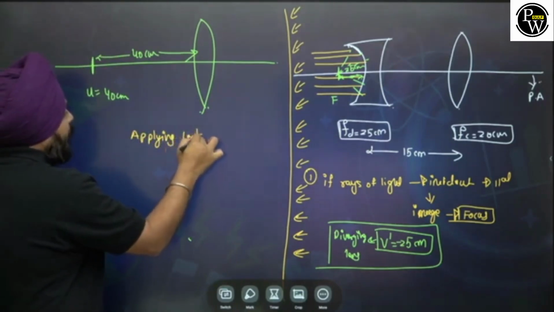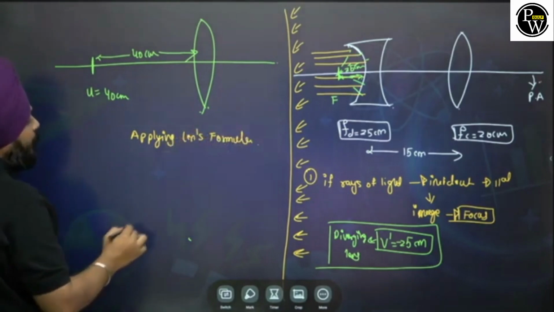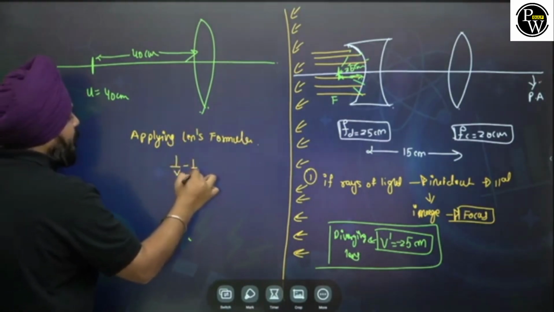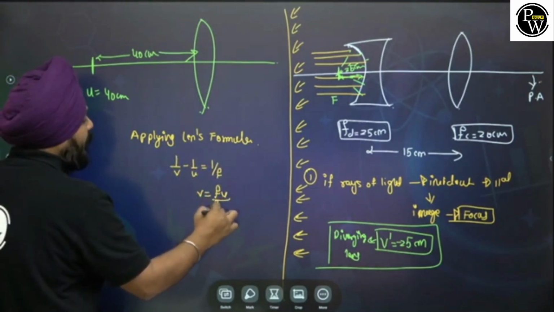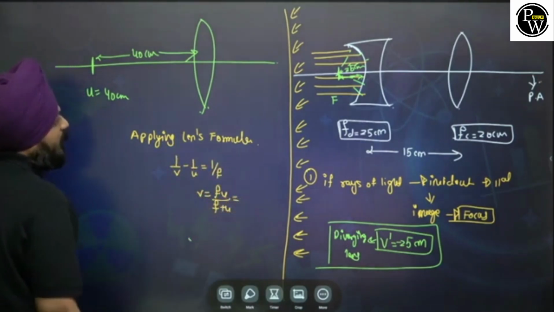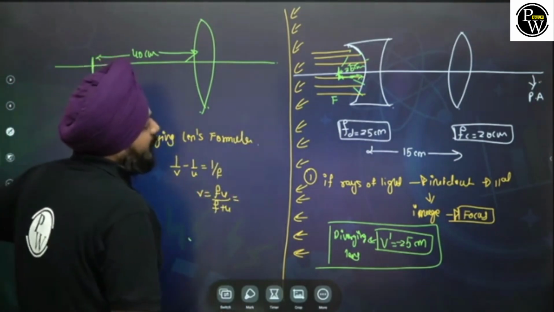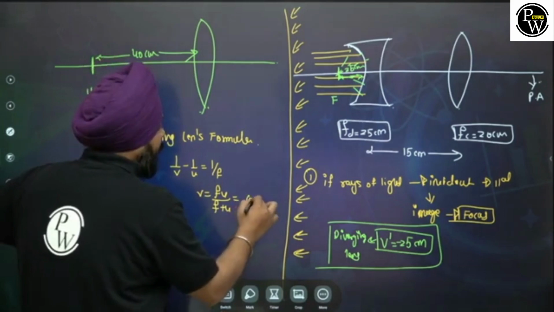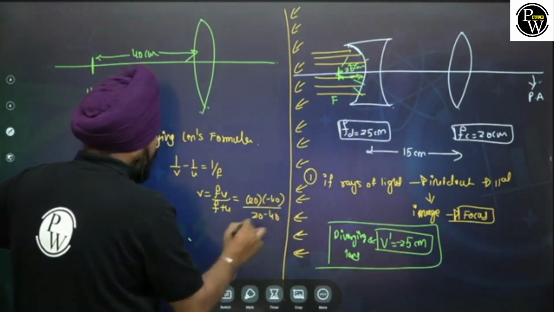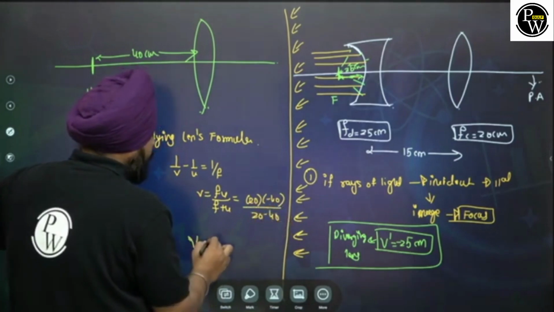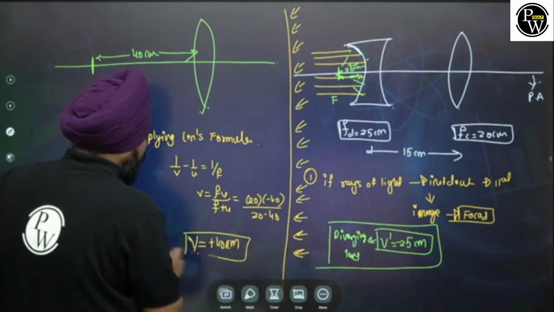Applying the lens formula, right, what we get, 1 by v minus 1 by u, that is equal to 1 by f. v is equal to fu whole divided by f plus u. The focal length of the converging lens is 20 centimeter, right? So it is positive 20, negative 40, 20 minus 40, right? So the final image it is going to get at plus 40 centimeter with respect to the converging lens.